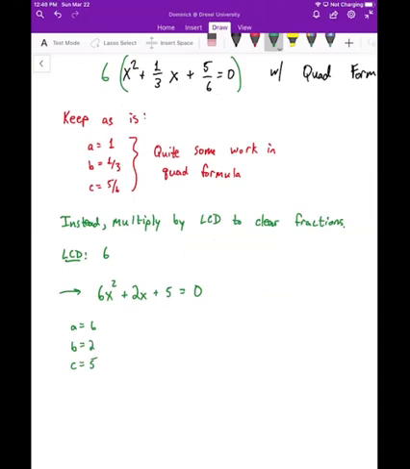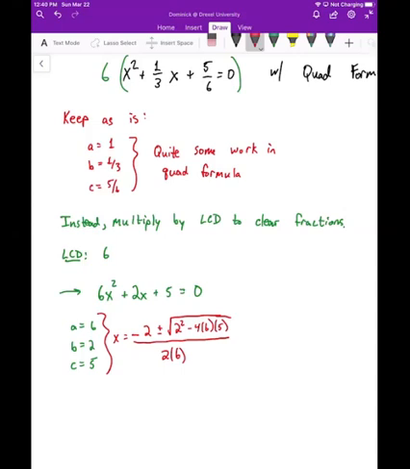This will make our time in the quadratic formula much easier because now we don't have to deal with fractions. So now we get x is equal to negative b, which is negative 2, plus or minus the square root of b squared, so 2 squared, minus 4ac, where a is 6 and c is 5, all over 2 times 6.